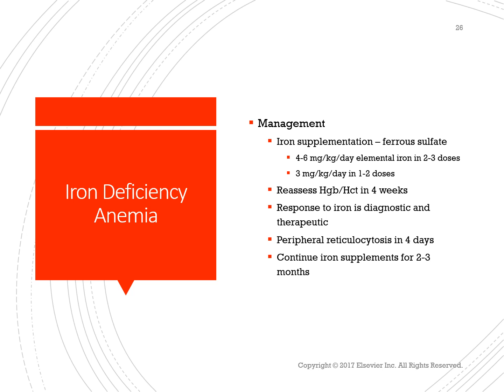Management, like I've said a couple of times already, we're going to do some iron supplementation with ferrous sulfate. We can do 4 to 6 milligrams per kilogram per day of elemental iron in 2 to 3 doses, or we can do 3 milligrams per kilogram per day in 1 to 2 doses. We're going to reassess the hemoglobin and hematocrit in 4 weeks.